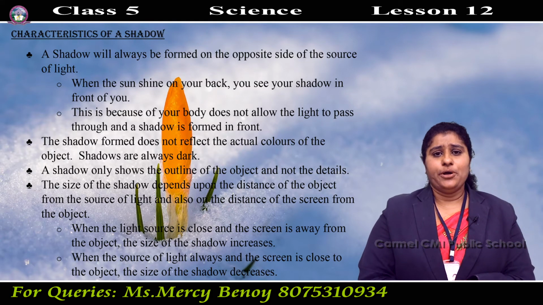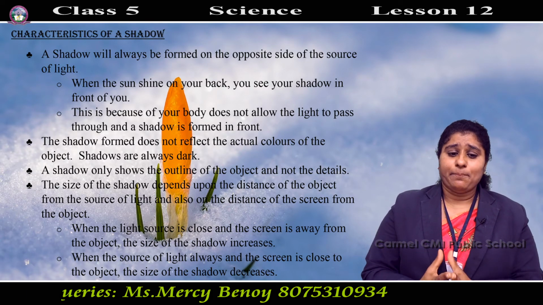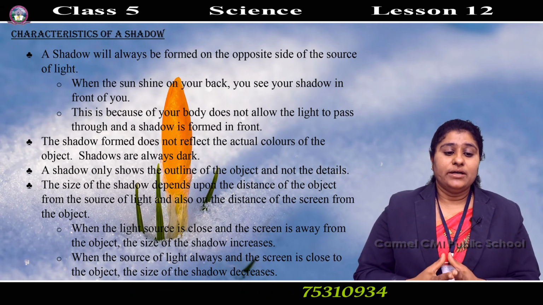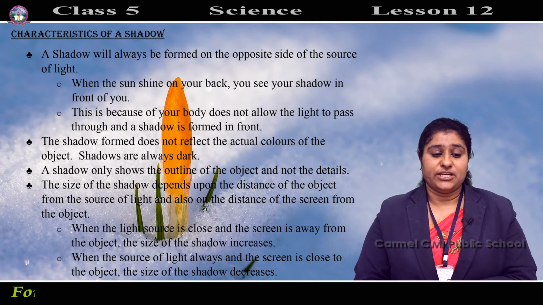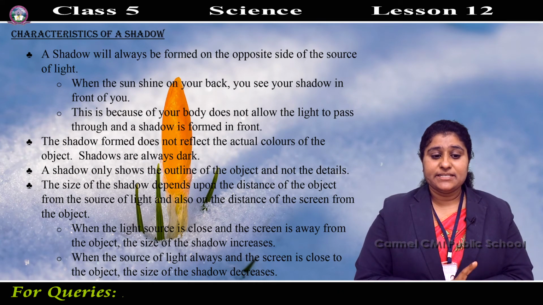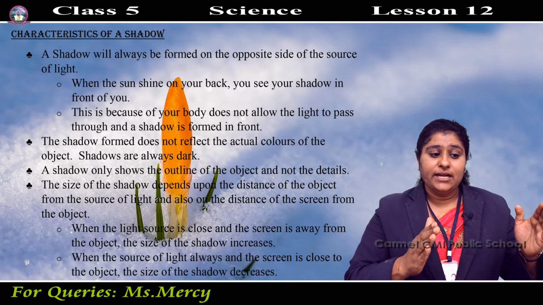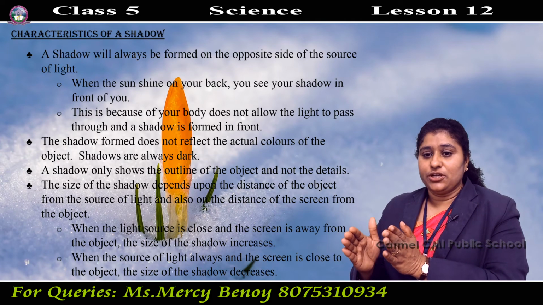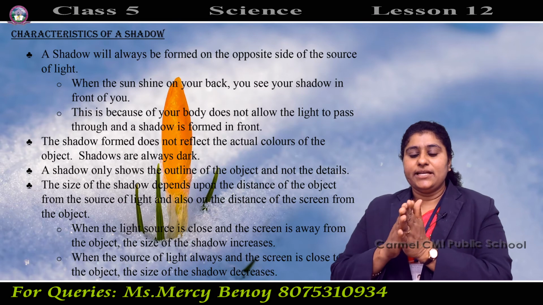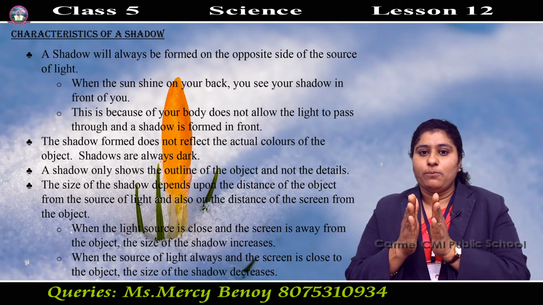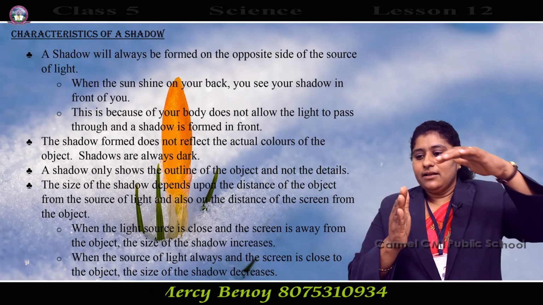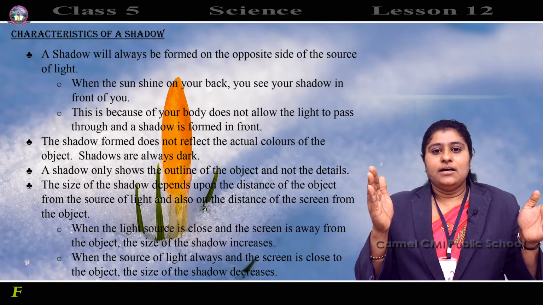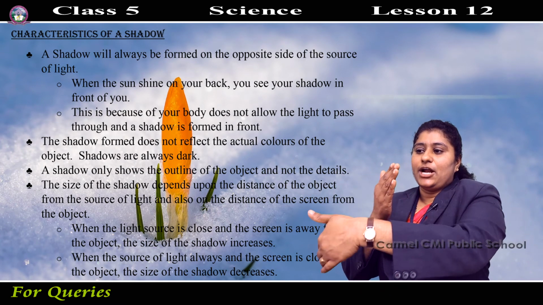And the size of the shadow depends upon the distance of the object from the source of light and also on the distance of the screen from the object. Okay, imagine there is a screen, an opaque object, and the source of light here. And the screen must be here. If the source of light is starting from here, you can see the shadow here, on this side.